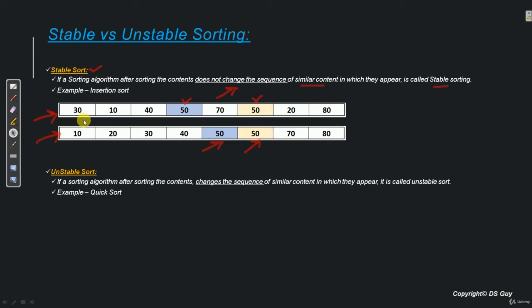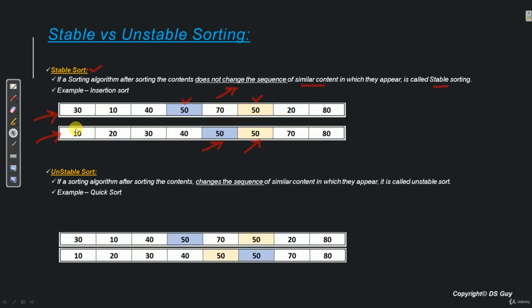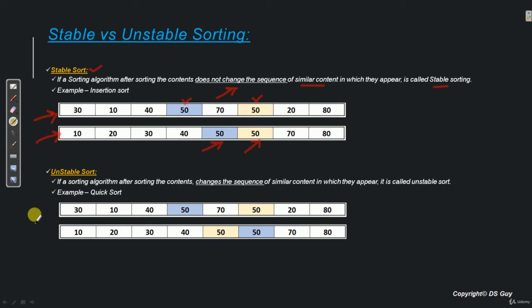On the other side, if the sequence is changed, in those cases we call it an unstable sort. So here we have an array which is unsorted and 50 in purple is given and 15 in yellow is given. If we see this sorted array now, we see that 15 yellow comes first and then 15 purple comes second. So here we can clearly see that the sequence has been changed. This kind of sorting technique in which the sequence gets changed is called an unstable sort. Quick sort is one of those examples. Similarly for stable sort, insertion sort is a good example.